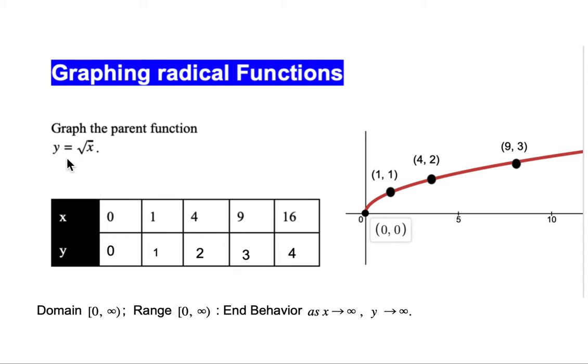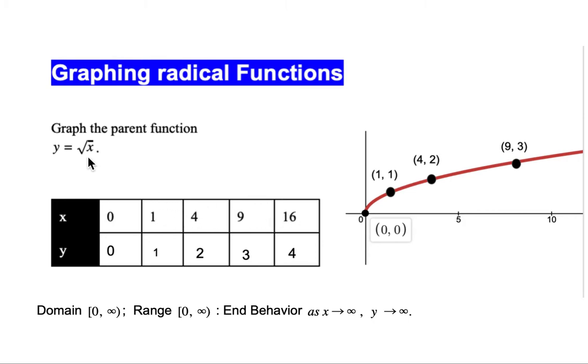In this case, we have y equal to the square root of x, so we are looking for some square numbers. The square numbers we take are 0, 1, 4, 9, and 16. We can take more points, but since we need just a few numbers to graph the line, we will pay attention to just these 3 or 4 numbers.